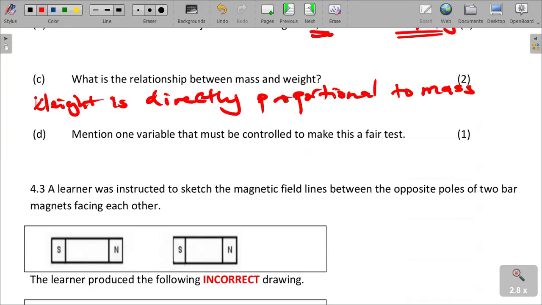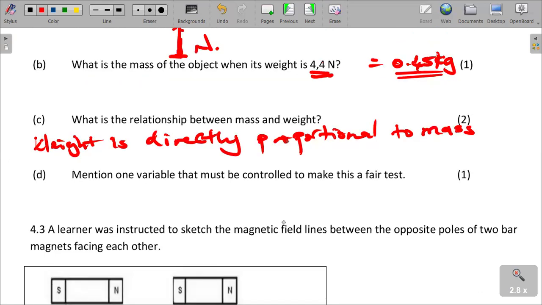Our next question, D. Question D is saying mention one variable that must be controlled to make this a fair test. In order to make this a fair test in terms of the investigation, what must be controlled? What should we control in order to make sure that the results are reliable?